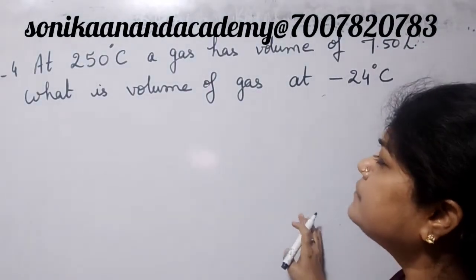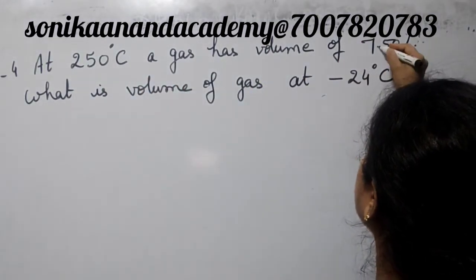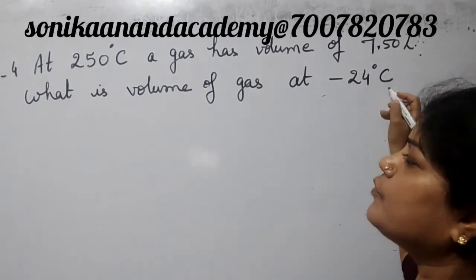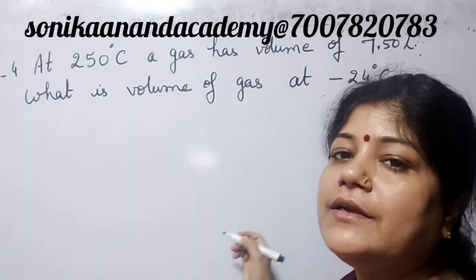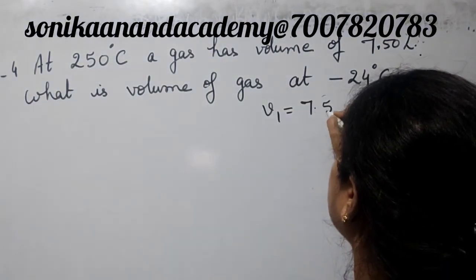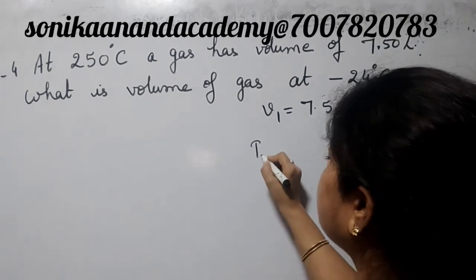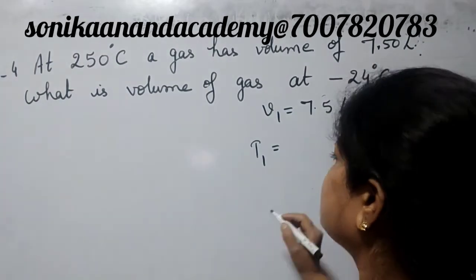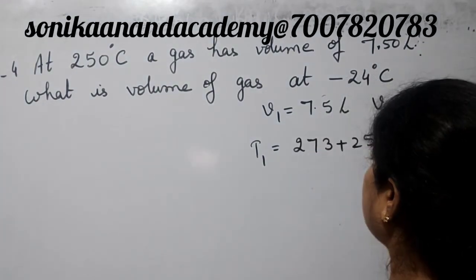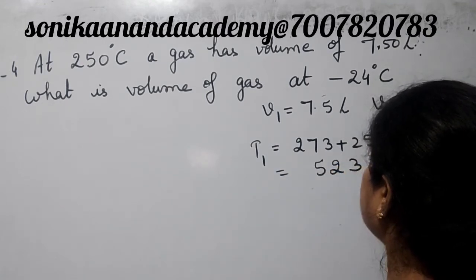Now the next question: at 250 degrees Celsius a gas has a volume of 7.50 liters. What is the volume of the gas at minus 24 degrees Celsius? The same pattern is given here. So we have V1 volume which is equal to 7.5 liters, and V2 volume we have to find. Now temperature T1 is 250 degrees Celsius. So we just convert it, 273 plus 250, and what we get, 523 Kelvin.